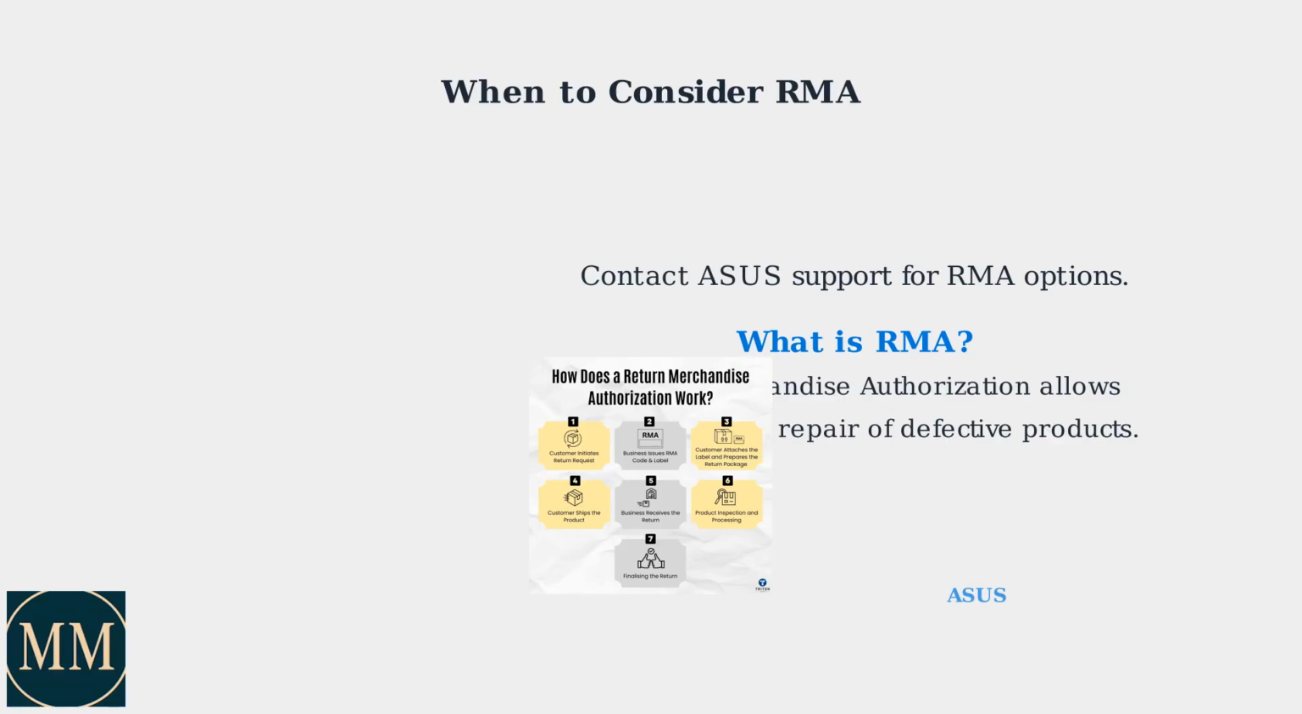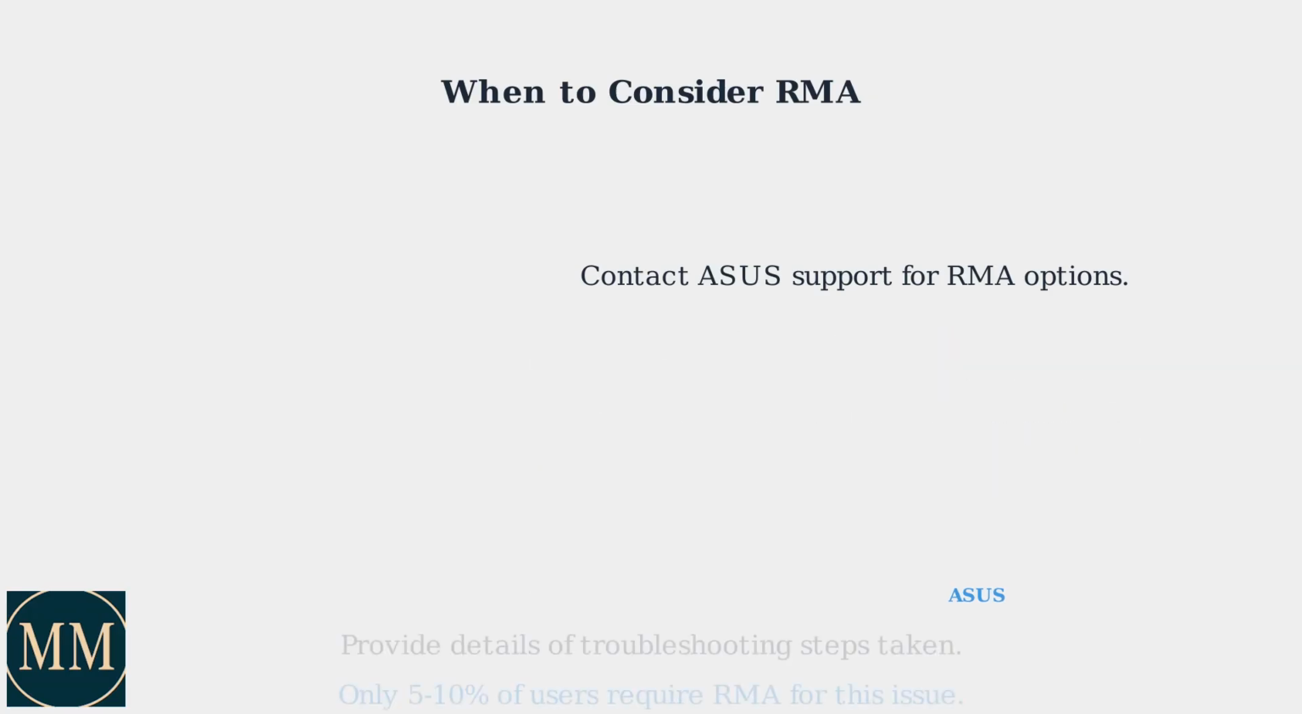The process involves several steps: initiating the return, receiving authorization, shipping the product, and receiving a replacement. When contacting ASUS support, provide detailed information about all the troubleshooting steps you've already attempted. According to ASUS surveys, only about 5 to 10% of users experiencing this racing mode issue require RMA, as most cases are resolved through software fixes. Remember to check ASUS's official website or forums for the most up-to-date support information.